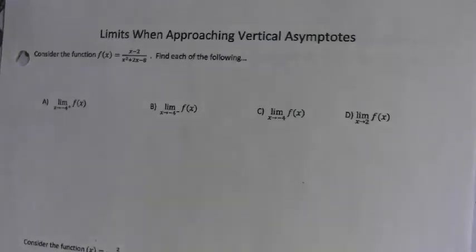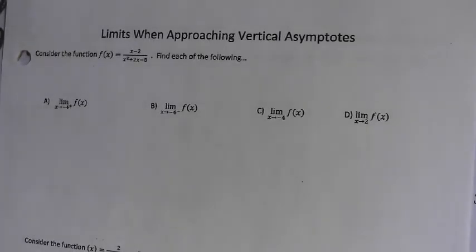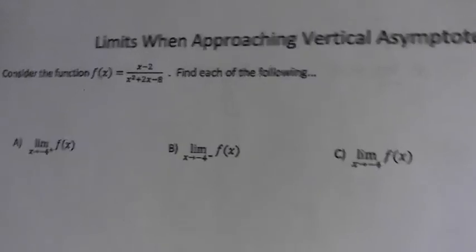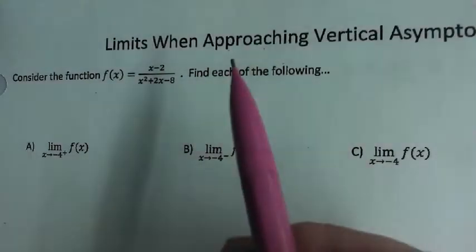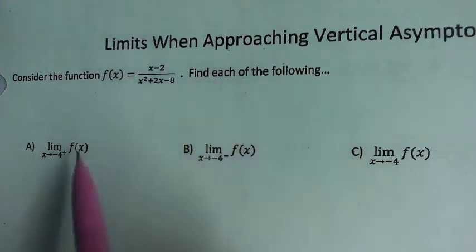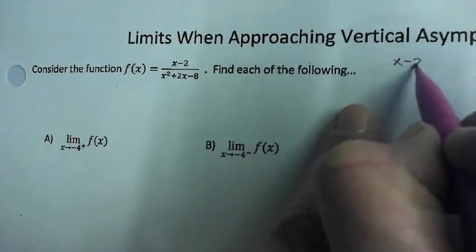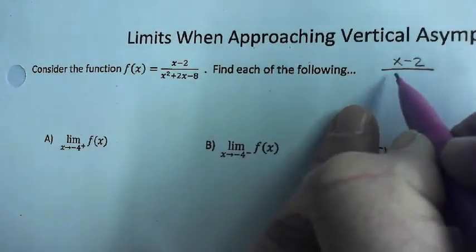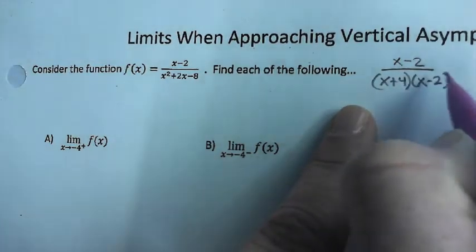So we're going to mostly be doing rational functions, because that's when vertical asymptotes come up. The first thing on this example that we should do is factor the denominator, so we can see if we have asymptotes, which obviously we're going to, or if we have holes, and maybe we have a little bit of each. So on this first example, you would factor your denominator into what? x plus 4, x minus 2.